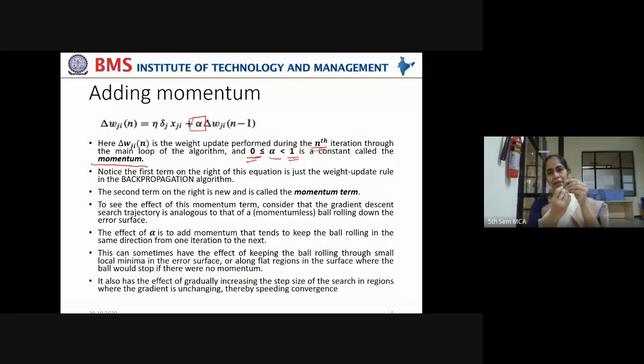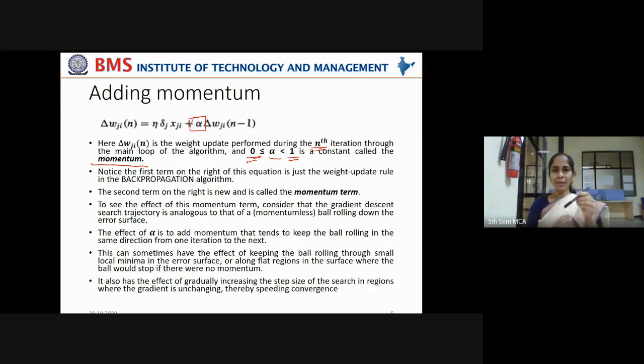You have a hill like a mountain slope like this. You roll a big rock down the hill. The mass is very high, so it increases the momentum. It increases the speed of it rolling down the hill. But if you take a small ball and start rolling down the hill, what will happen? Because the mass is very less, even the momentum will be less. It will slowly roll down the hill.